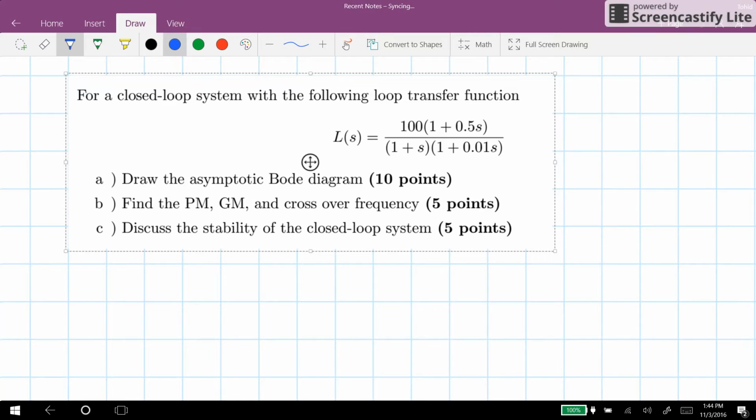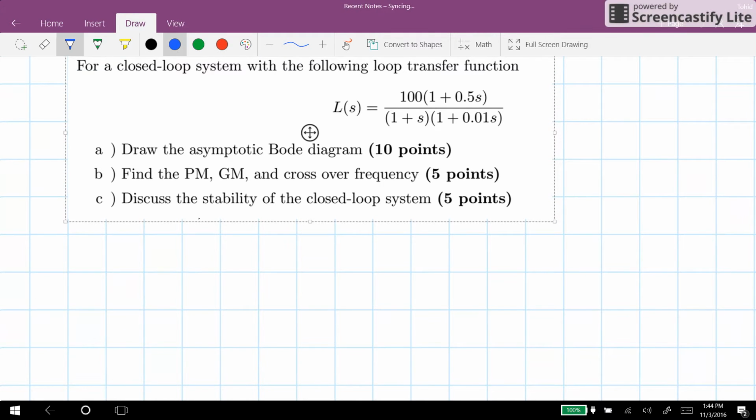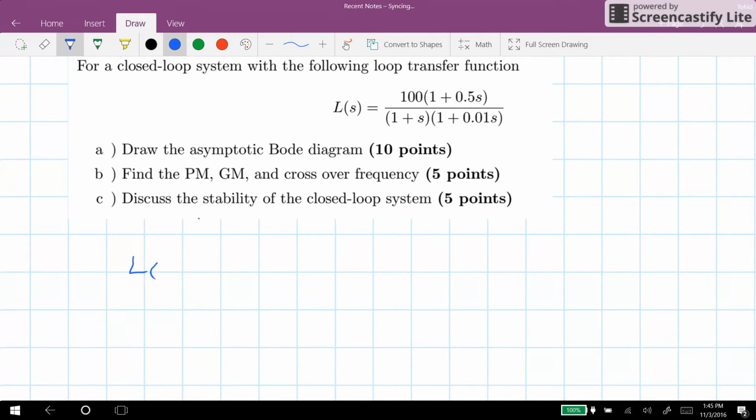So let's start by writing our L(s) in the form of L(jω). In the frequency domain, we will have 100 times (1 + jω/2) over (1 + jω) times (1 + jω/100).